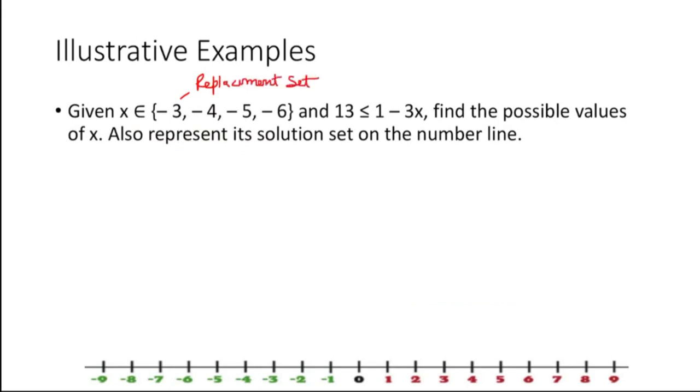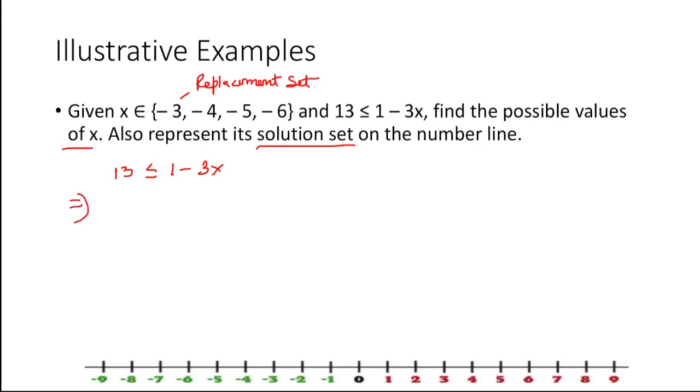So this is our replacement set. And the inequation is 13 less than or equal to 1 minus 3x. It's asked to find all the possible values of x, and also represent its solution set on the number line. So first of all, let's simplify this inequality.